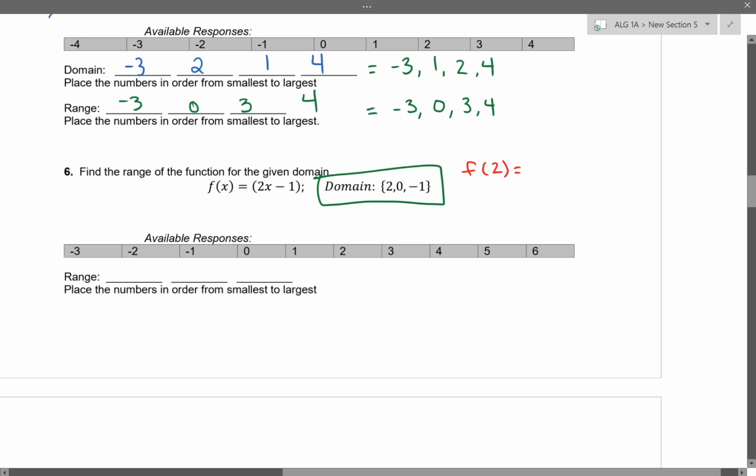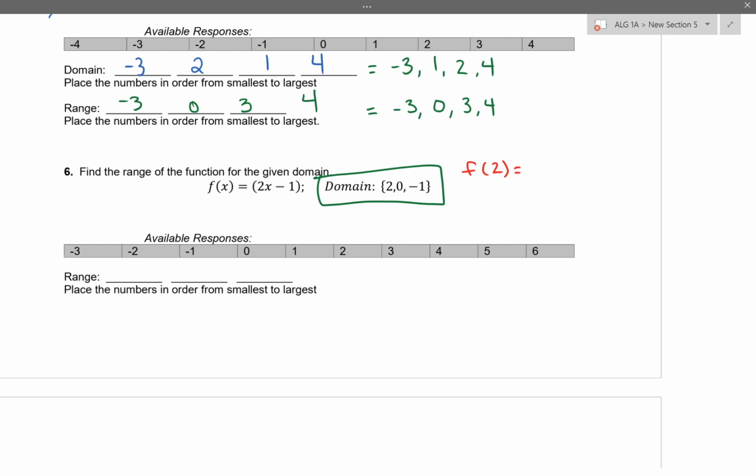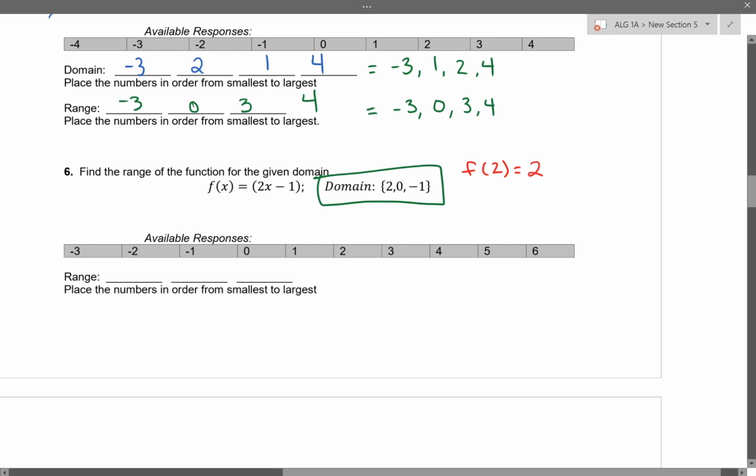That means anytime I see an x, I'm going to put what number? I'm going to put 2. So all I'm doing is 2 times x. I see an x, so I'm going to put a 2. Then what's the rest of the problem say? Minus 1. So what is 2 times 2? Well, 2 times 2 is 4. And then I just drop down the minus 1. 4 minus 1 is 5. Oh my gosh, 4 minus 1 is not 5, it's 3. My apologies.